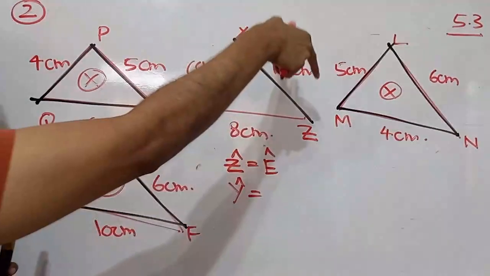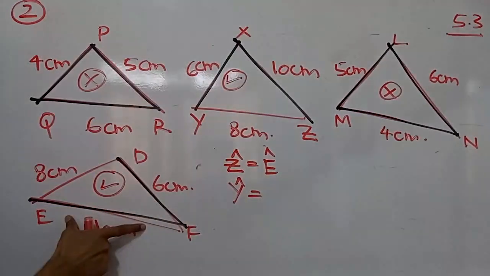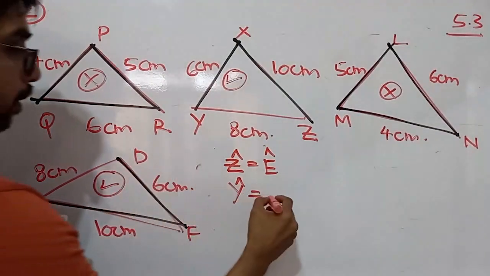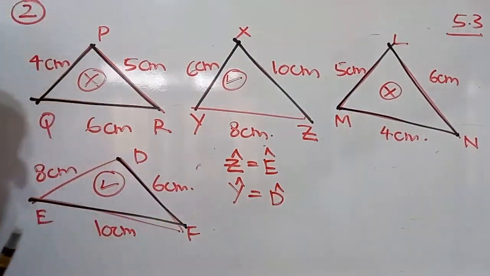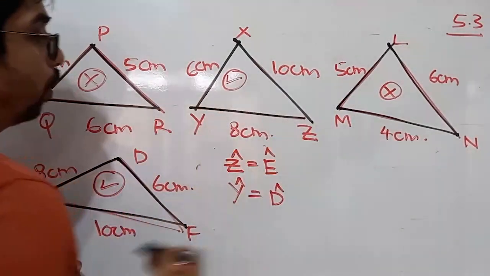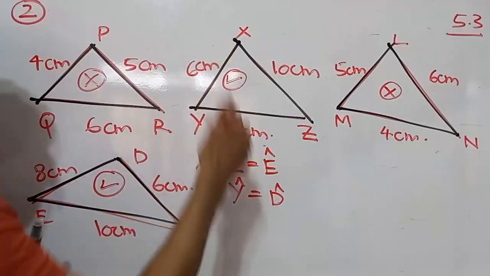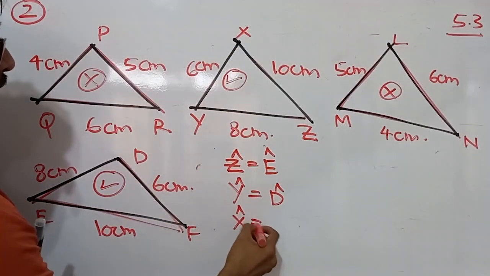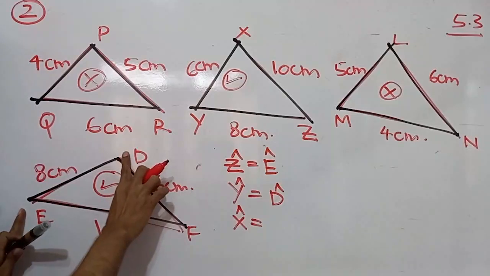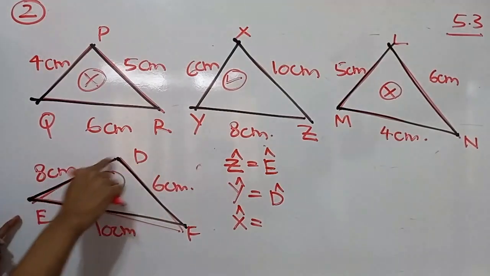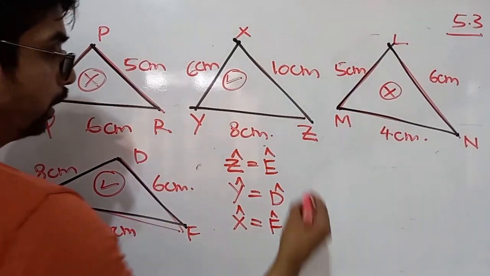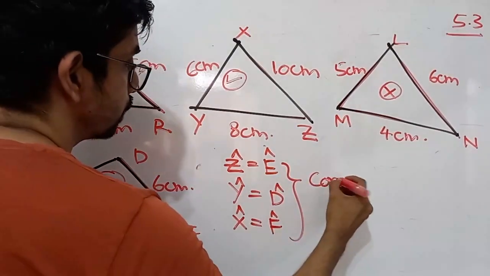So we know XZ, that is equal to what? EF. And what is the opposite angle to EF? That is angle D. Now we will take the side YZ. What is the opposite angle to that? Angle X. So we know YZ, that is equal to ED. And what's the opposite angle to ED? F. So these are the corresponding elements.